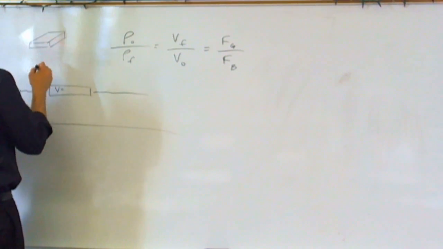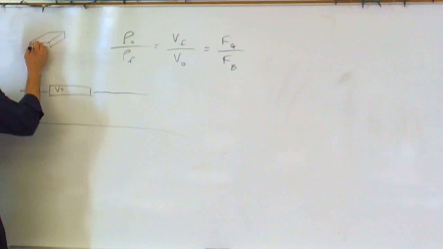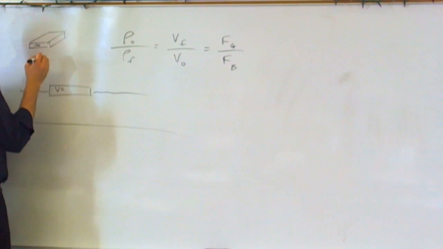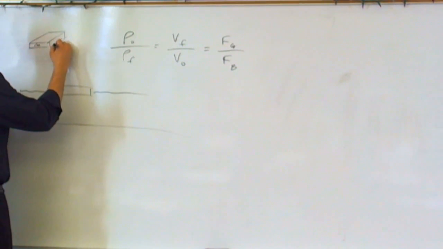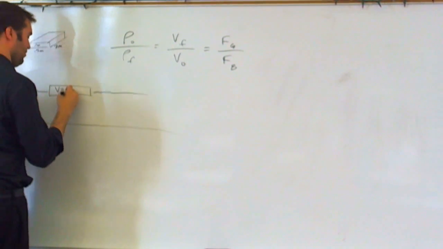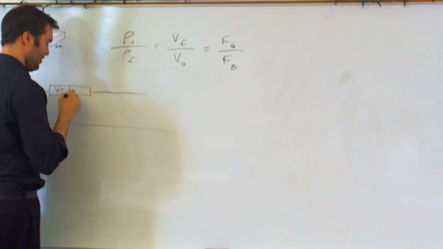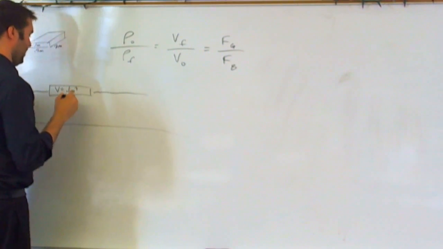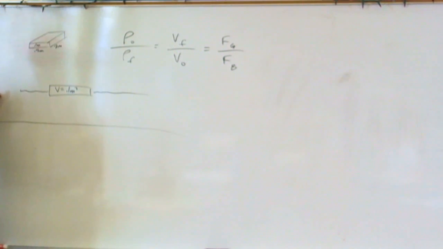How thick is it? 0.1 meters thick. How long? 2 meters. How wide? 0.5. Good. 0.1 what? Meters cubed. Okay. What else do they tell us? 2 kilograms.